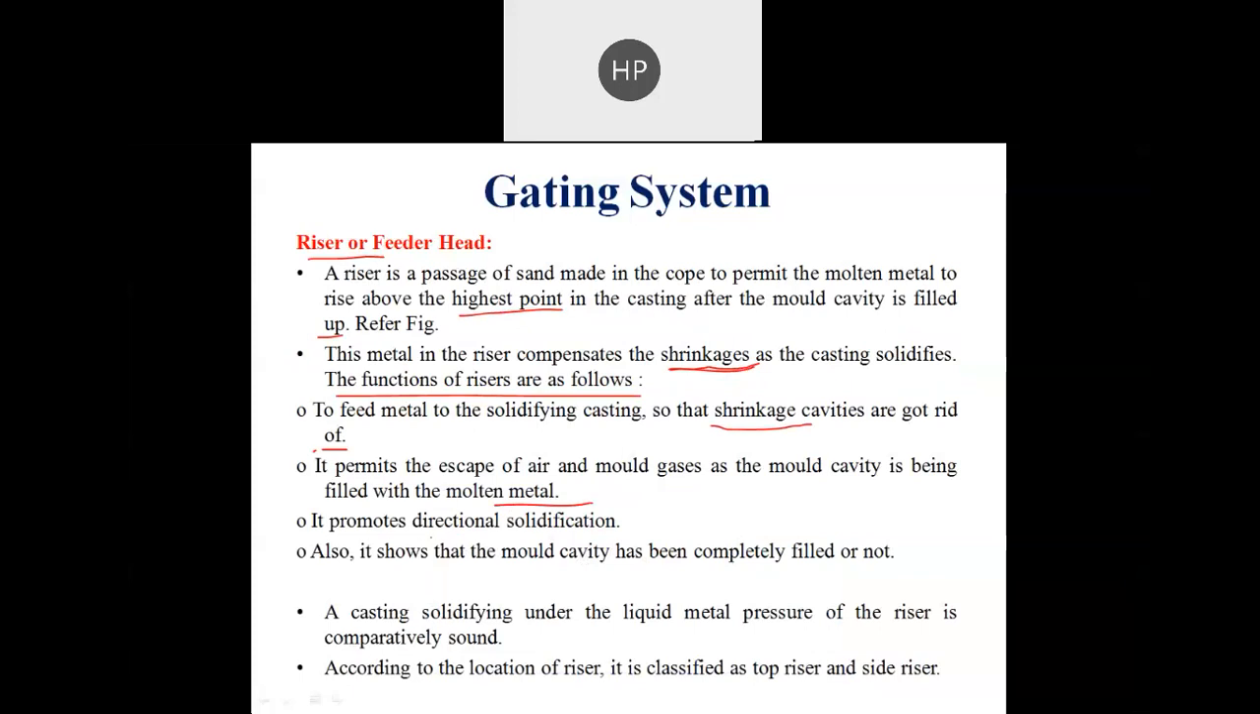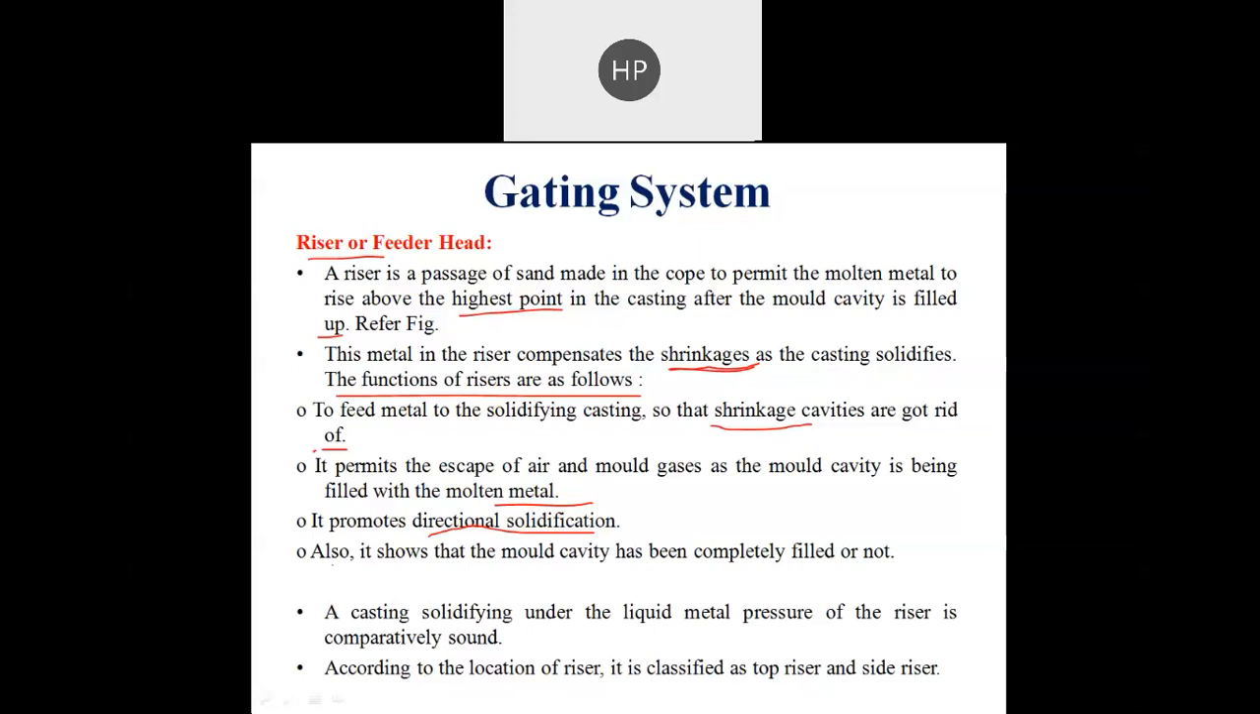It promotes directional solidification, which is also important. If there is uneven cooling, what happens? There will be a chance of generation of thermal stress, and thermal stress is one kind of defect. So to eliminate that, we require directional solidification.